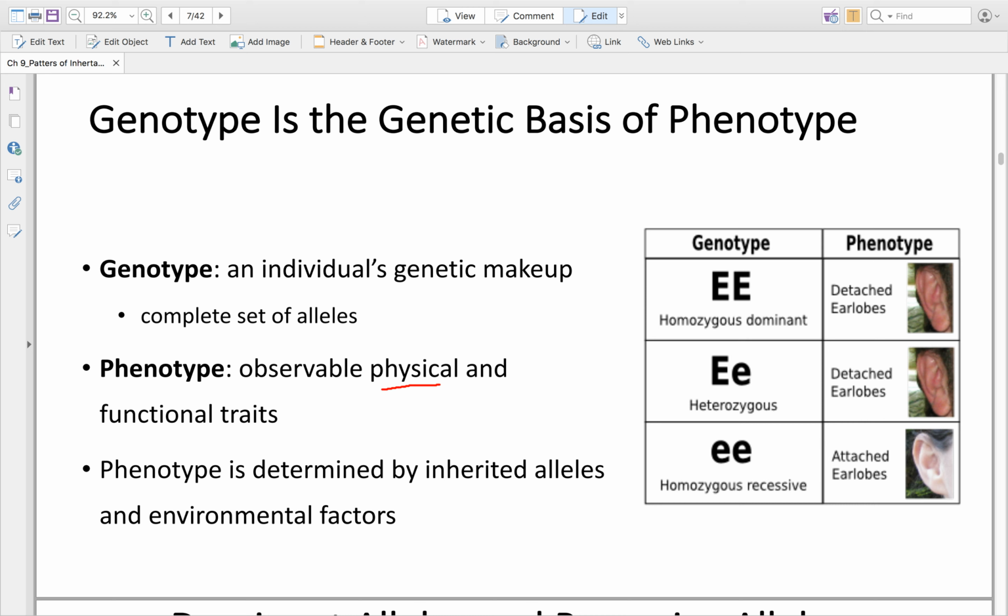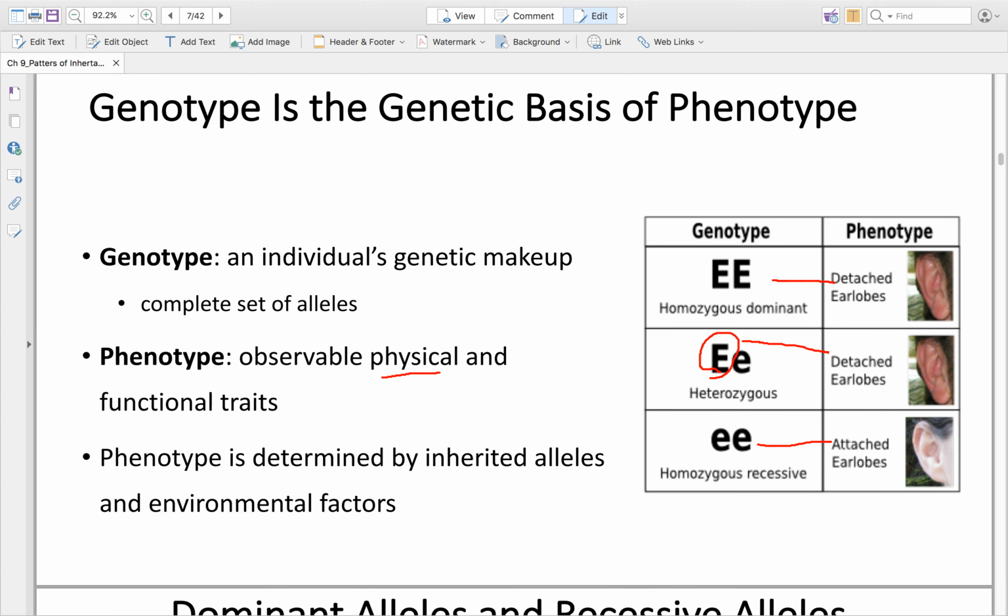Here we're talking about detached earlobes. Grab your earlobes right now and check to see if they're detached or attached to the side of your head. Detached earlobes is the dominant trait, and this genotype encodes for this phenotype. Same thing here: when you have heterozygous alleles, one capital and one lowercase, what is expressed is the dominant trait, which is detached earlobes. Finally, homozygous recessive gives attached earlobes. So if your earlobes are attached to the side of your head, then that's your genotype.